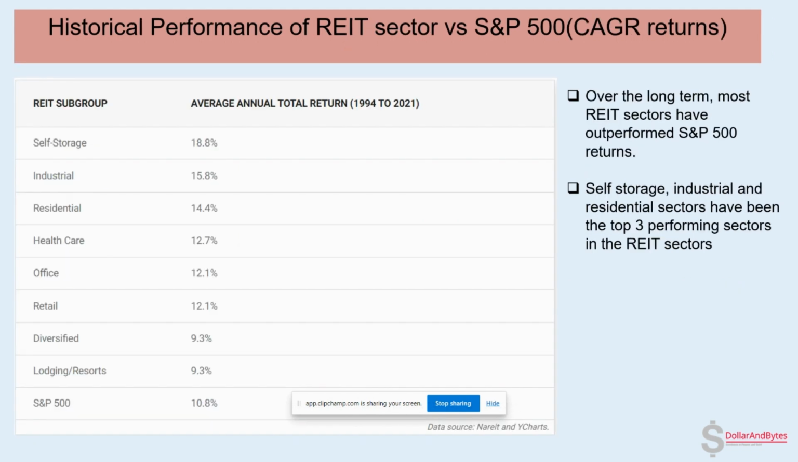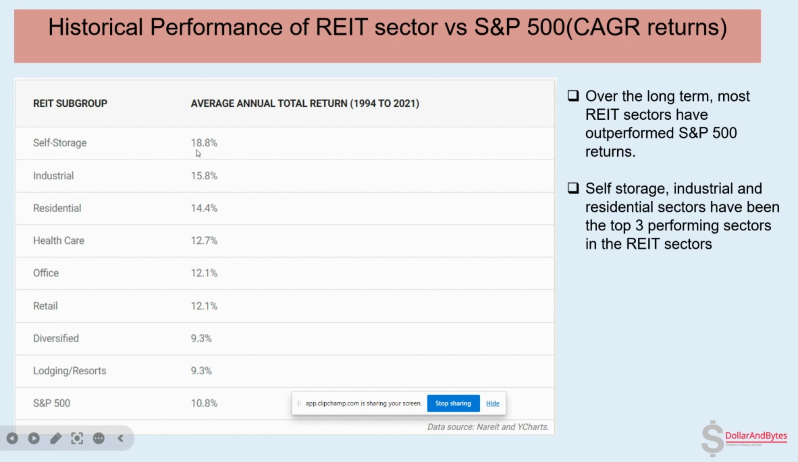So in this lecture, the final part of the introduction section, we look at which particular REIT sectors have outperformed the S&P 500 when we compare annualized returns. This is for the period between 1994 and 2021. The average S&P 500 return is around 10.8%. You see, most of the REIT sectors have outperformed the S&P 500, and self storage has the highest return.